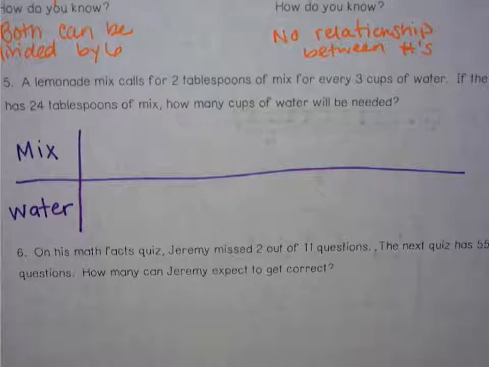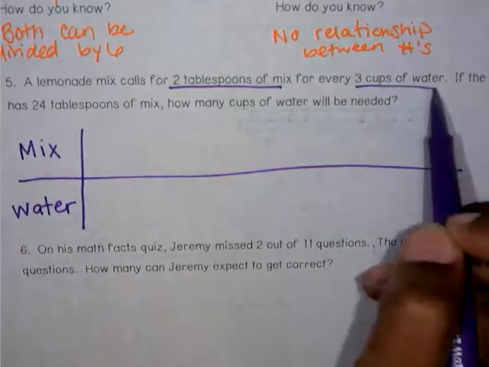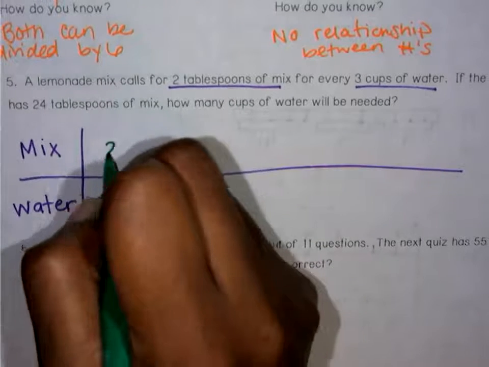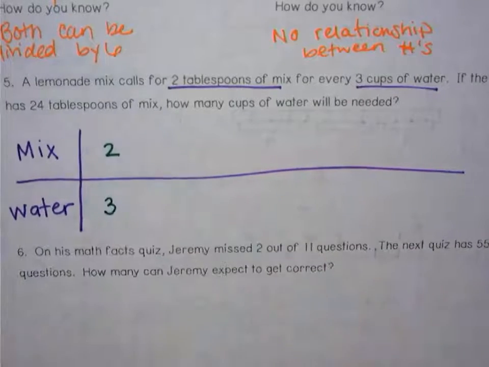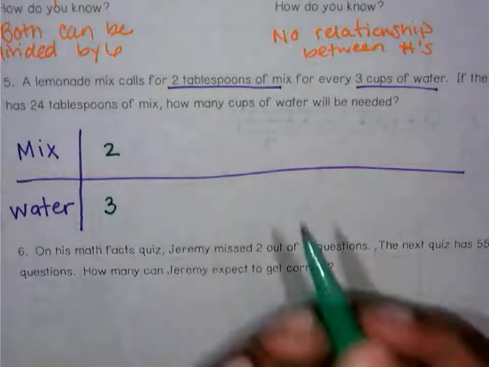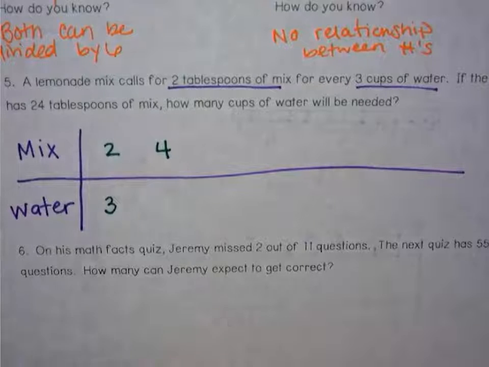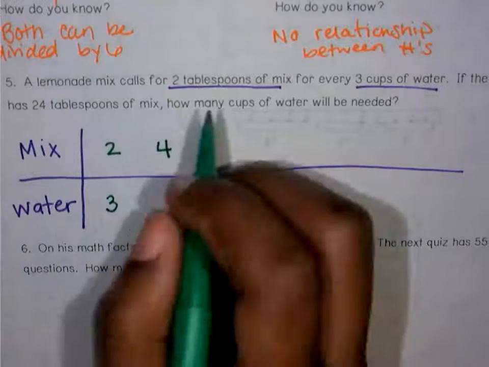All right. So now we know that for every 2 mixes, there are 3 cups of water. So how this would look is, if you have 2 tablespoons of mix, how many cups of water is that? That's 3 cups. So now every time you're adding another 2 tablespoons of mix, you're basically doubling it. So if you had 2, if you double it, you have 4 tablespoons of mix. When you double it from 2 to 4, you double the water. Now it'll be 6 cups of water.